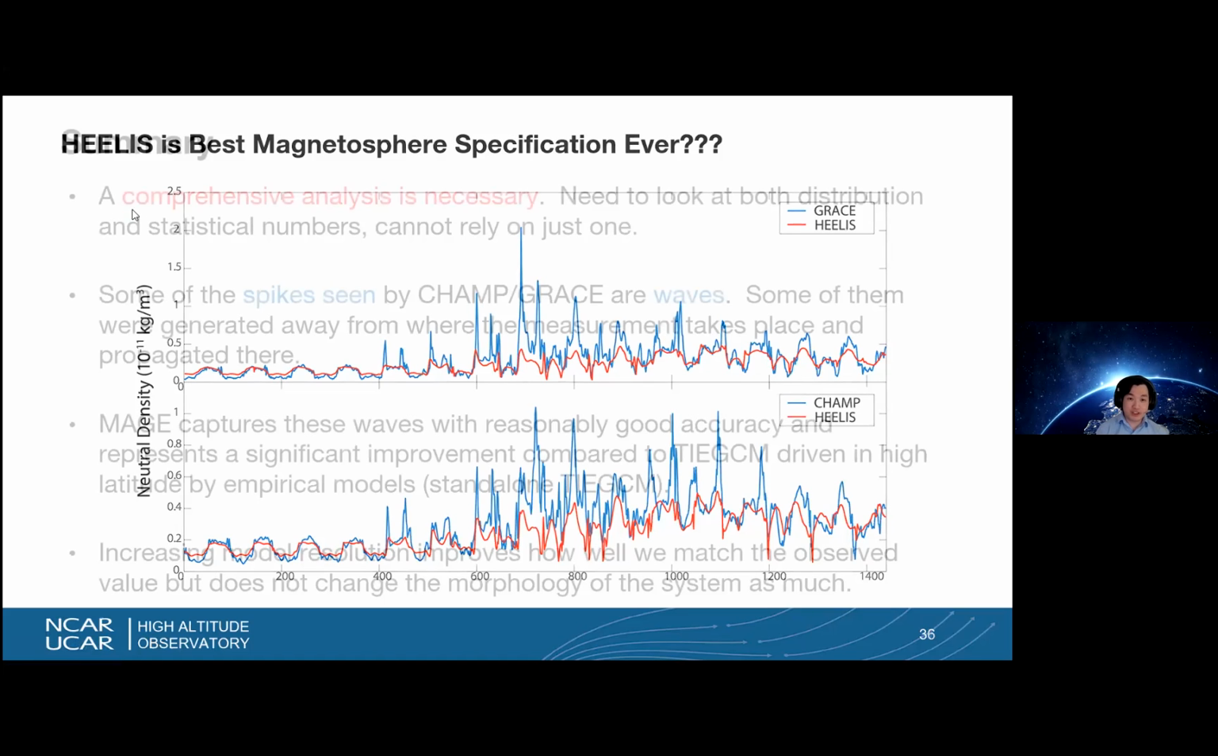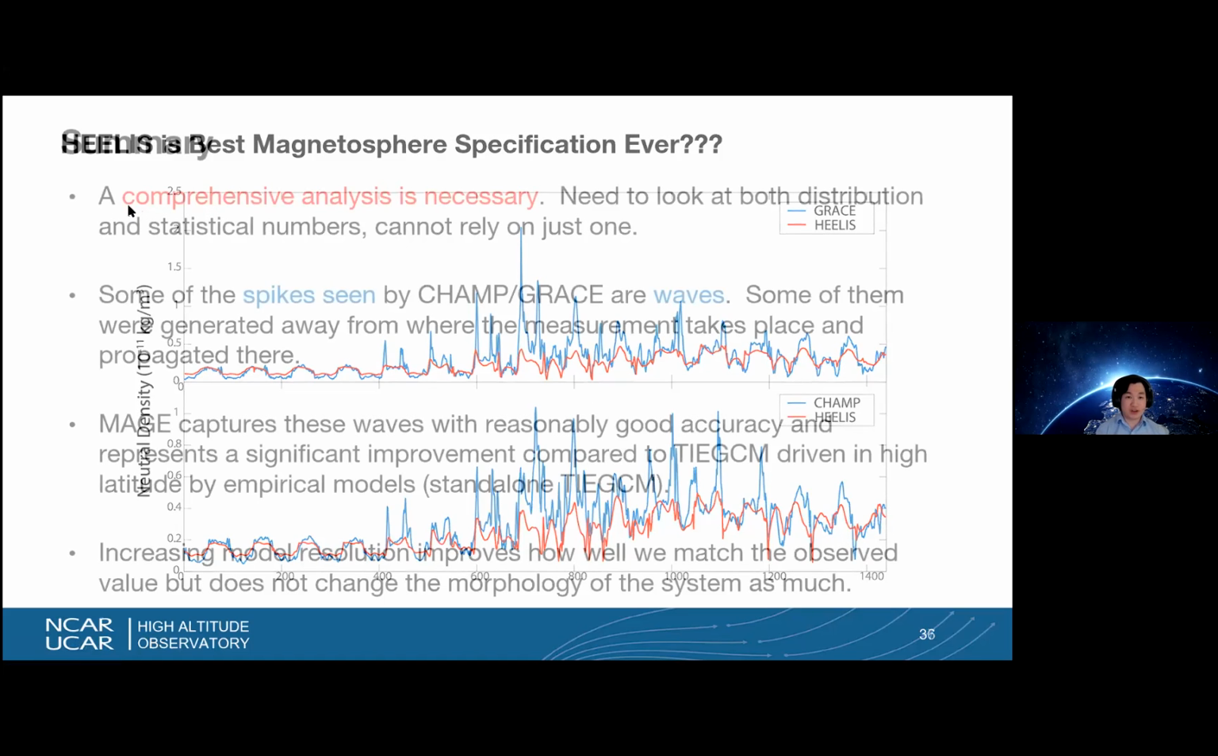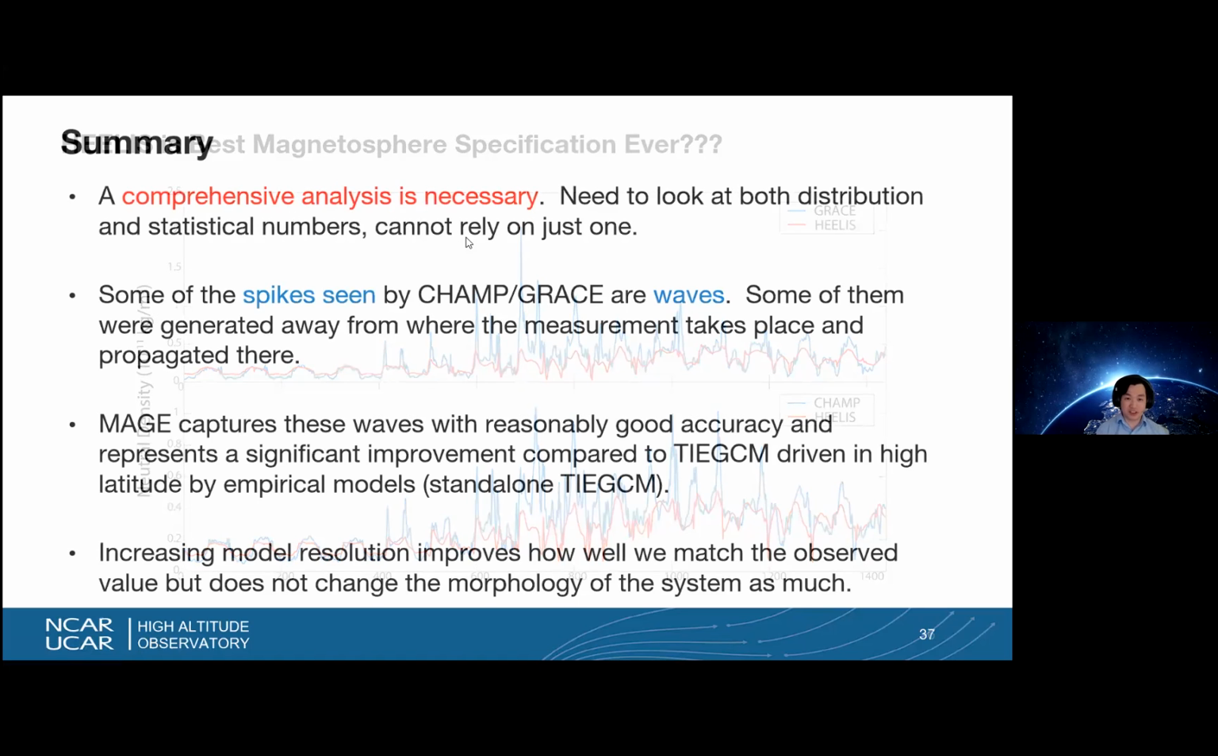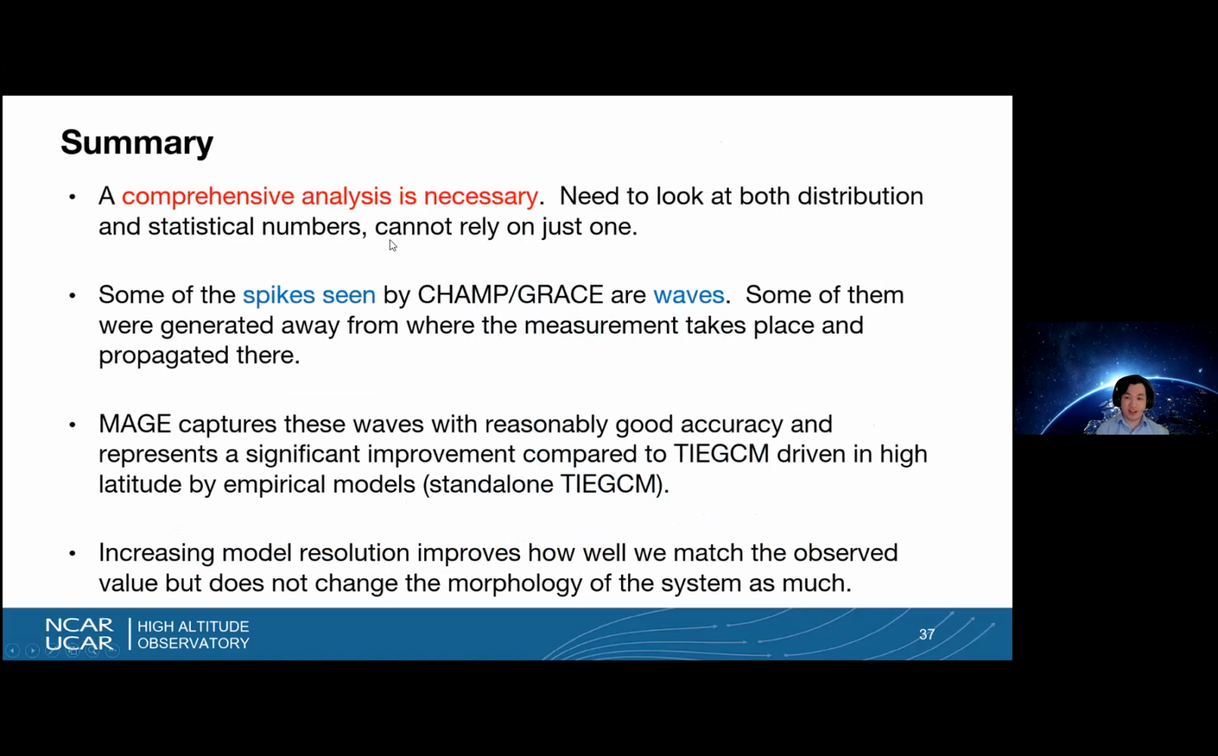So in conclusion, you need to do a comprehensive analysis. You can't just look at the numbers. You can't just look at the plot. You have to use both to figure out how well you do. Some of the spikes seen by Champ and Grace are actually waves that are propagating. And in order to get the waves and match what Champ and Grace get, you have to do a lot of things right. So Mage captures them reasonably well. And this represents a significant improvement compared to the standalone TGCM.